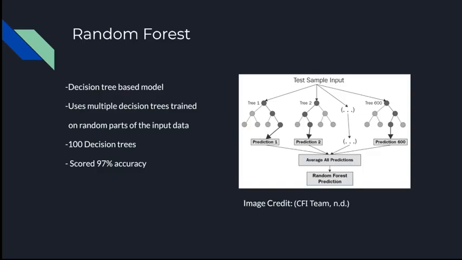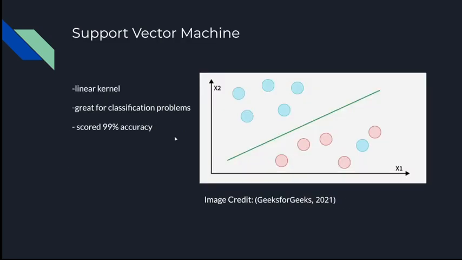So over those decision trees, they all make a prediction based off the same input. And then you take the average of all those predictions, and that tells you whether it's, in our case, spam or not. This did really well for us. It's our second best with a 97% accuracy, which falls just behind support vector machine, or SVM. These are also great at classification.